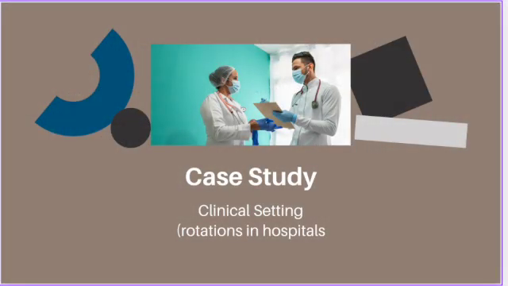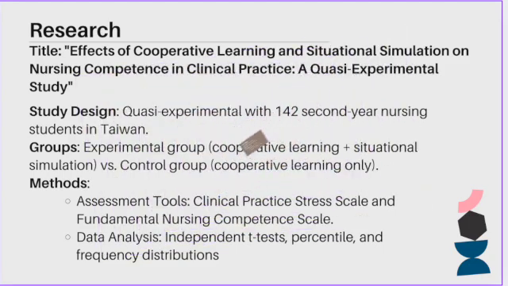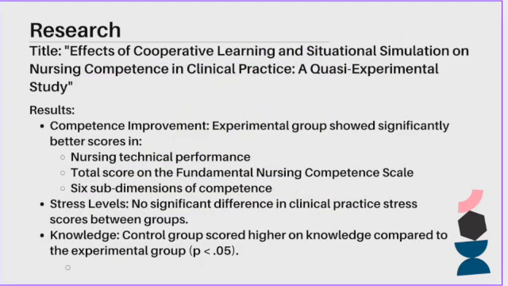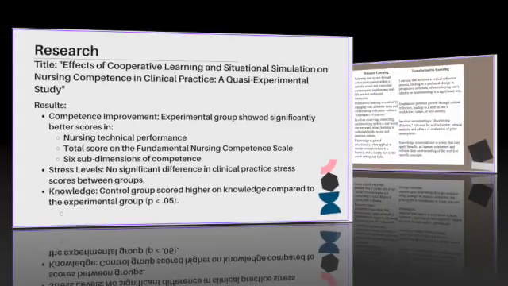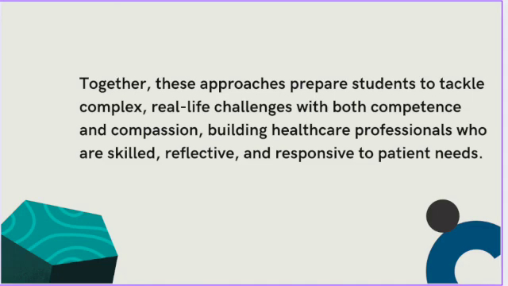Here is an example of a case study where there is improvement of diagnostic skills and development of professional identity. Here is research done on nursing students, where results showed better competence in the nursing technical performance and competence scale. A summary of the differences between situated learning and transformative learning. Together, these approaches prepare students to tackle complex real-life challenges with both competence and compassion, building healthcare professionals who are skilled, reflective, and responsive to patient needs. And here are our references.